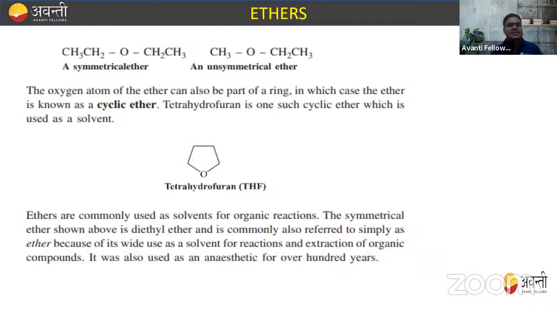Now, this is also an example of a symmetrical ether. Here we have CH3CH2OCH2CH3, known as ethoxyethane. And this is an example of an asymmetrical ether, that is methoxyethane, right?